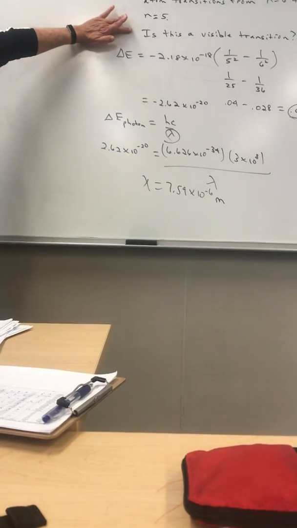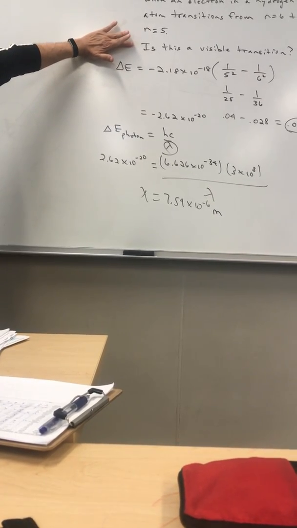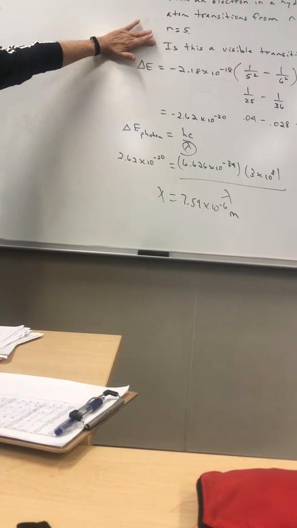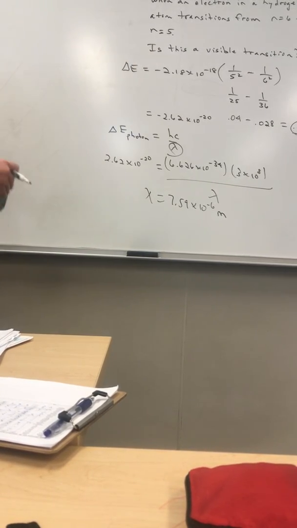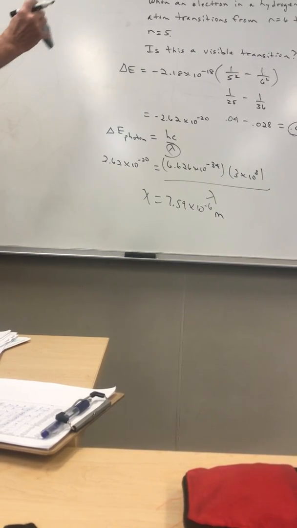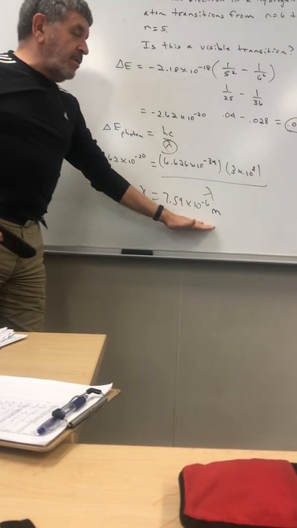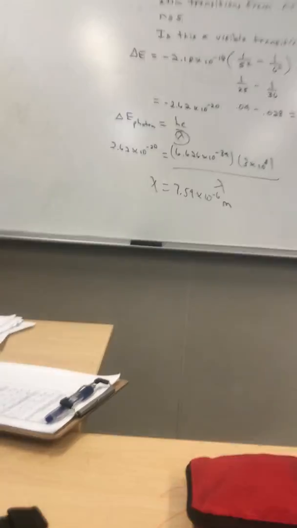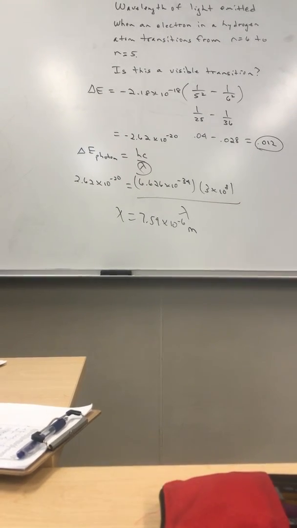So now we need to answer the question, is this a visible transition? How do we know? What can we see in the electromagnetic spectrum? We can see between red and violet. And red we said was about 750 nanometers, and violet is about 400 nanometers. So somehow we have to get this to nanometers to help us make this decision.